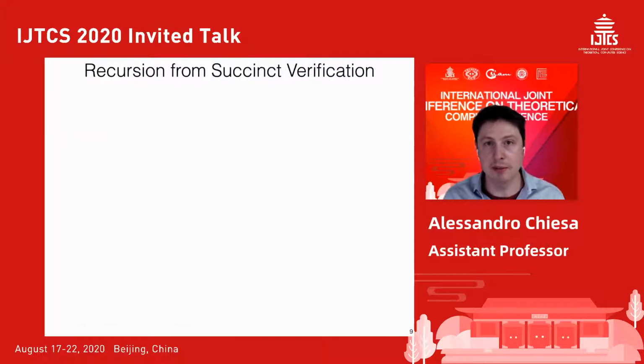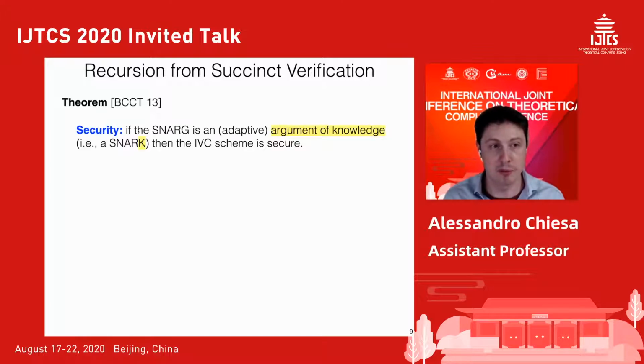So now we should ask, is this secure? A few years ago, it was proved that from a security standpoint, if the SNARK is a so-called adaptive argument of knowledge, this is what you typically see being referred to as a SNARK with a K at the end, that refers to this argument of knowledge property. I'm not going to go into detail, just some cryptographic requirement that strengthens the security of the SNARK. Then whatever I've shown in the prior slide essentially is a secure IVC scheme.